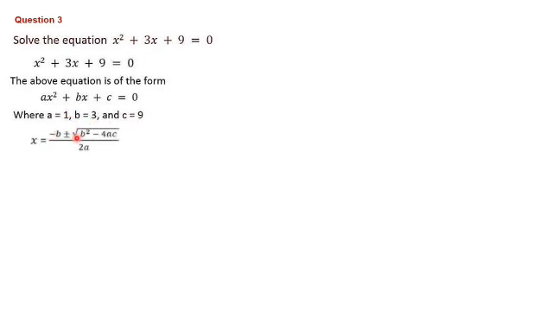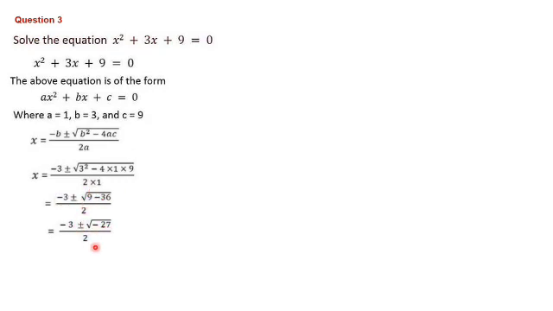x is equal to minus b plus or minus root of b square minus 4ac by 2a. This is the quadratic formula. Let's substitute it. x is equal to, b is 3, so minus b means minus 3 plus or minus root of b square, that means 3 square, minus 4 into a into c. 4 into a is 1, c is 9. So 4 into 1 into 9 divided by 2a, that means 2 into 1. That is equal to minus 3 plus or minus root of 3 square is 9, 9 fours are 36, divided by 2. So here 9 minus 36, clearly a negative number. That is minus 3 plus or minus root of minus 27 divided by 2.